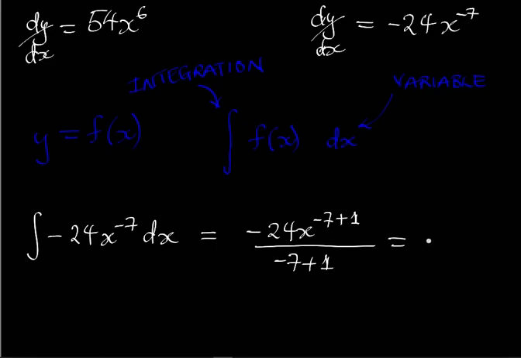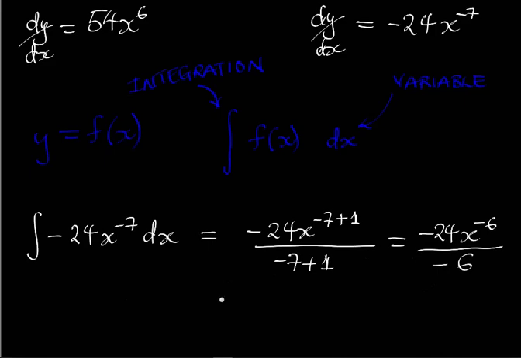If we simplify this, you're going to notice that at the bottom here, we're going to have 8. No, not 8. Negative 7 plus 1 is actually negative 6. And so we're going to have negative 24x to the power negative 6. And at the bottom, we're going to have negative 8? No, that's a common mistake. Watch out for that. At the bottom, we're going to have negative 6.